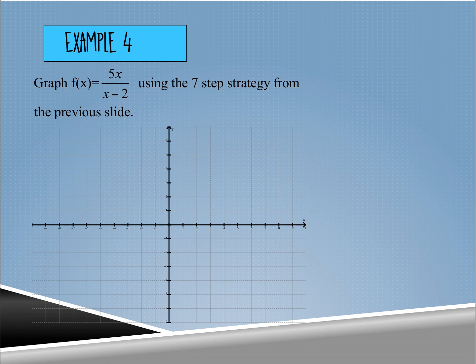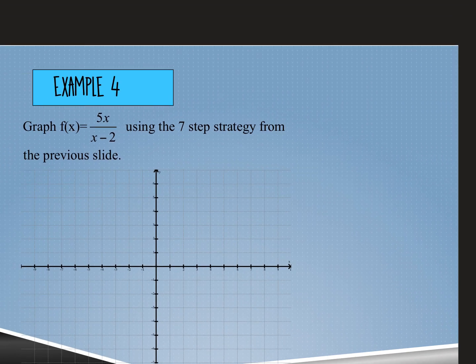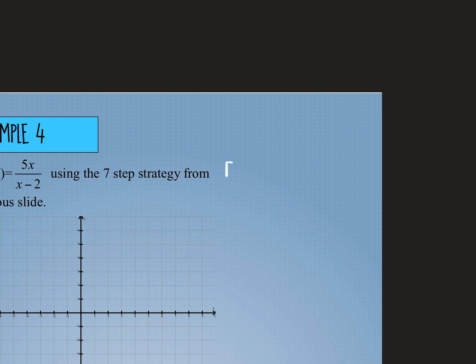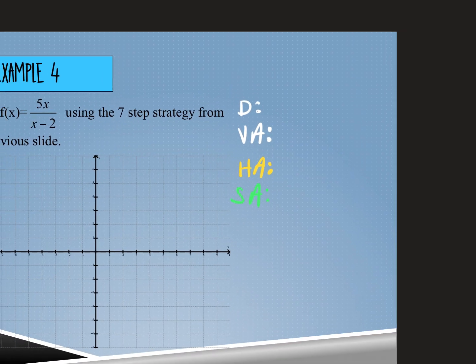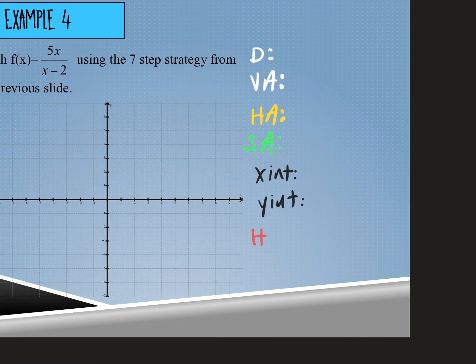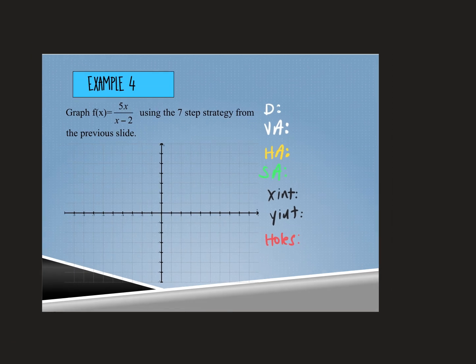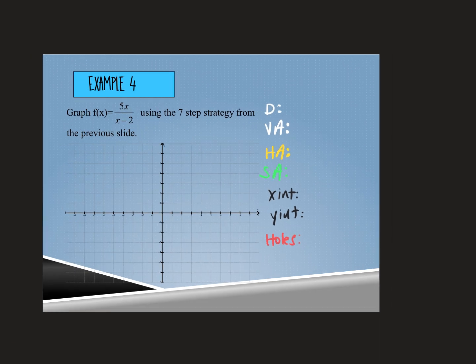If you were to graph, you'll have one question on your test that says, okay, find all of the stuff. Domain, vertical asymptotes, horizontal asymptotes, slant asymptotes, x-intercept, y-intercept, and holes. And then you got to graph it, right? This is why your cheat sheet is so important. Somebody asked me last period, are you going to give us the cheat sheet? No.